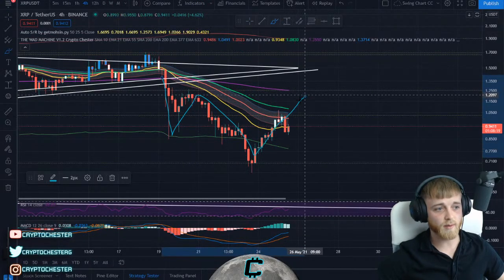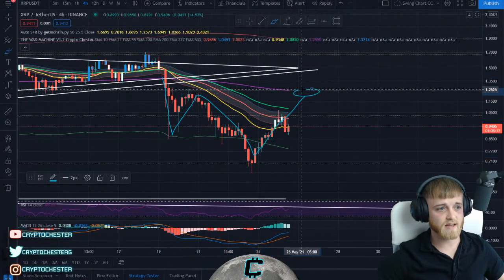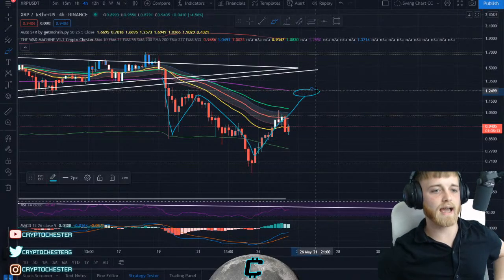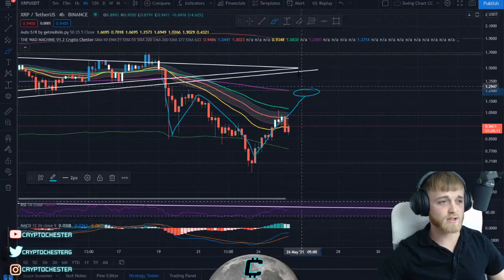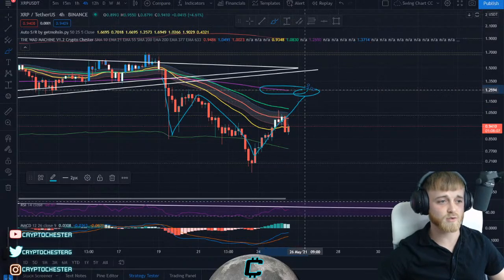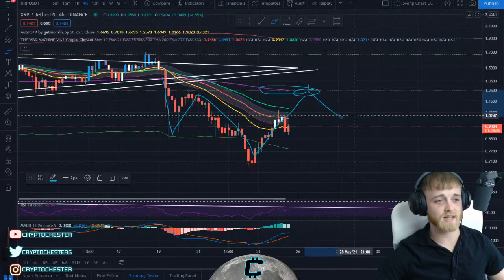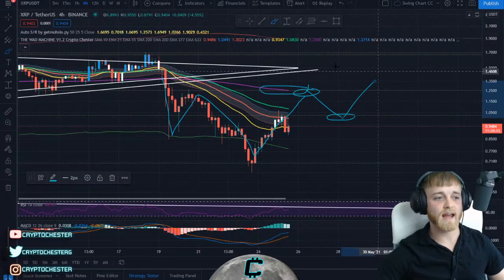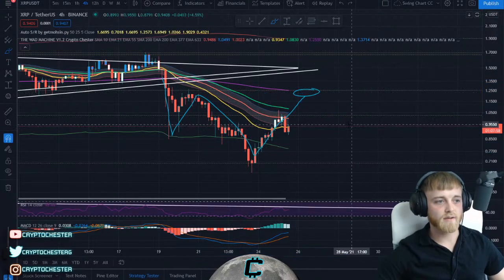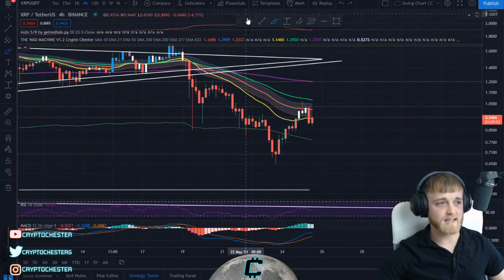XRP. If we are to come up and test this level of resistance here at around $1.24, a potential head and shoulders pattern coming on here, because we are likely to find some resistance off this 21 moving average as well, and then we are likely to come down like so, find a nice level of support, and then have that continuation up. Shoulder, head, shoulder, right? Very likely for this scenario to play out as it is doing it on a lot of charts.